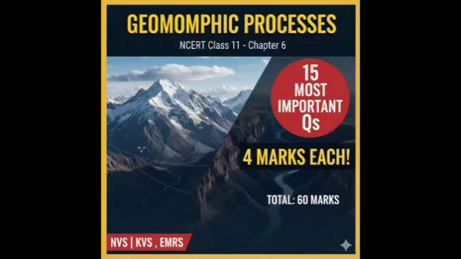Example of erosion: erosion forms V-shaped valleys and deposition forms deltas and alluvial plains. Question number 11. Explain the concept of denudation and its three main components.